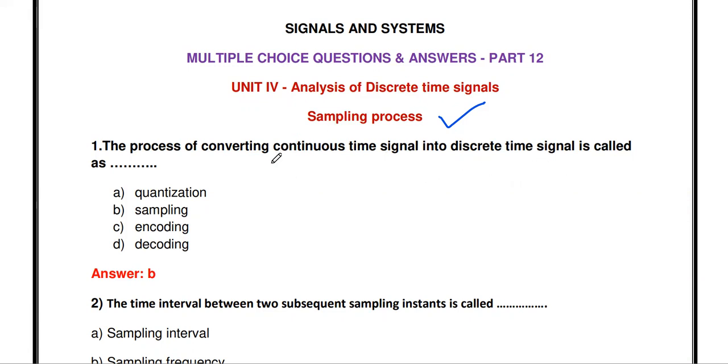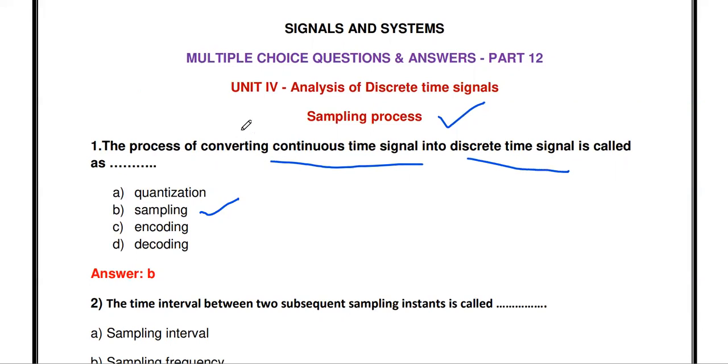In order to convert x of t to x of n, what process are we using? The options are quantization, sampling, encoding, decoding. Sampling is the correct answer. Sampling is nothing but the process of converting the continuous time signal x of t to x of n.